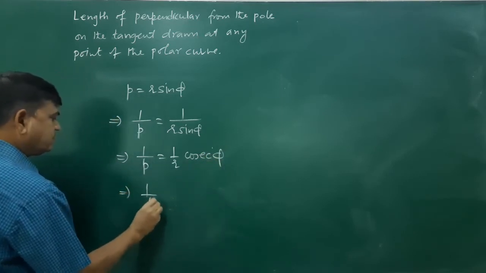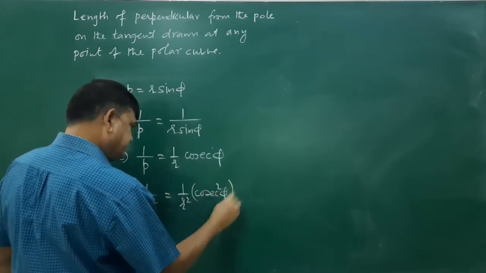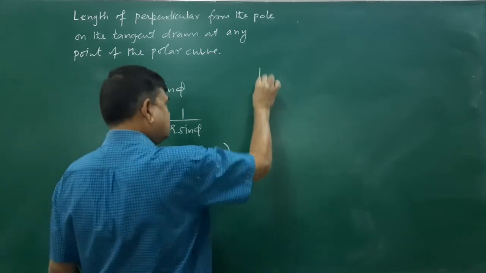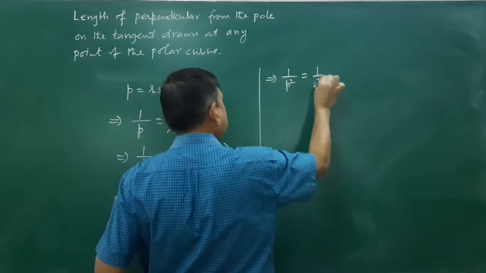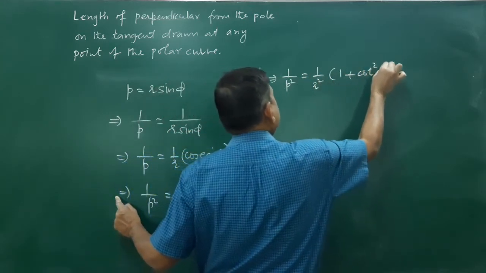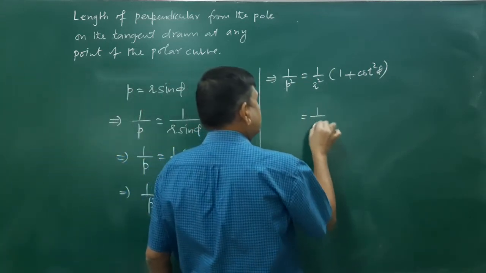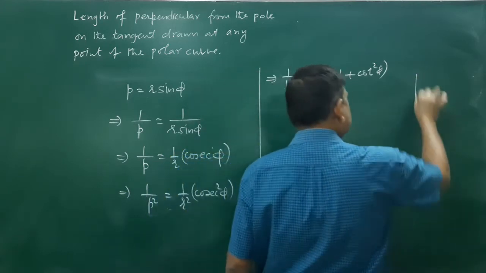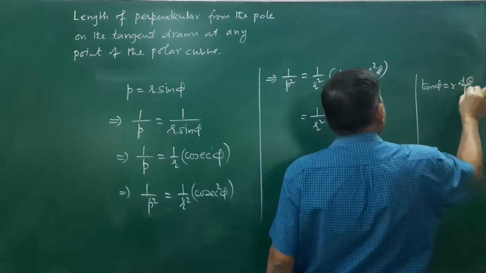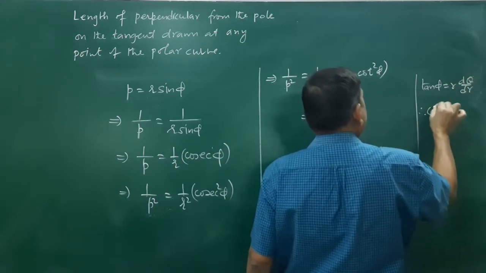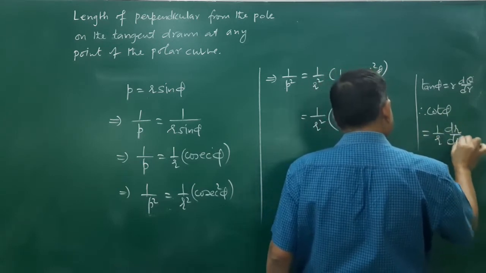I will write 1 upon p square equals 1 upon r square cosec square phi, which implies 1 upon p square equals 1 upon r square (1 plus cot square phi). From the formula of trigonometry, tan phi is r d theta by dr. Therefore, what is cot phi? Cot phi is 1 upon r dr by d theta.